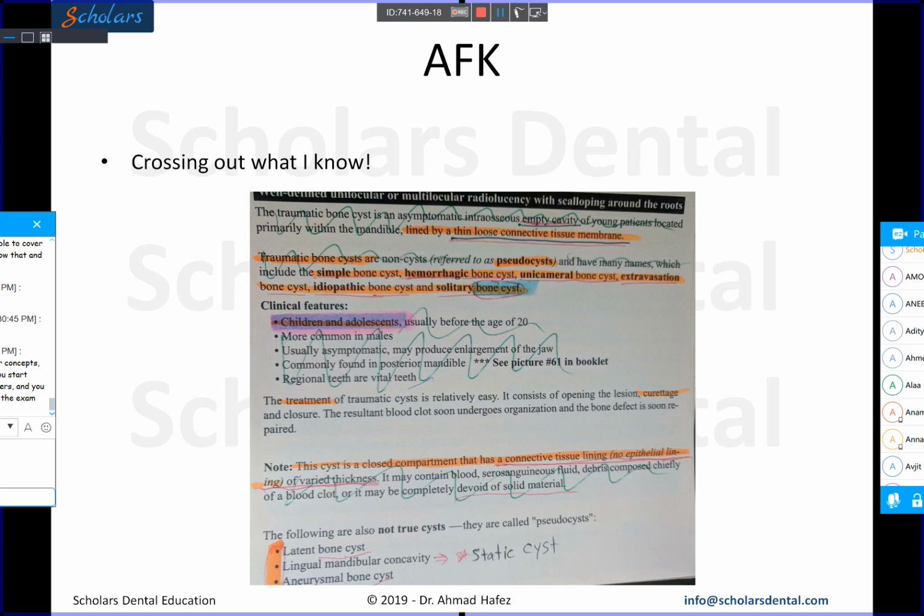So here's another one also, just showing you how I would study with crossing things out. I also cross out symptoms that are not helpful. First of all, I know most tumors are in the posterior mandible, so I don't need to memorize that. It's asymptomatic. Well, I'm going to assume it's asymptomatic until someone tells me it's symptomatic, you know? So just stuff like that.